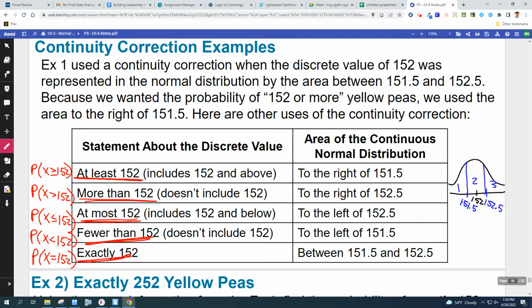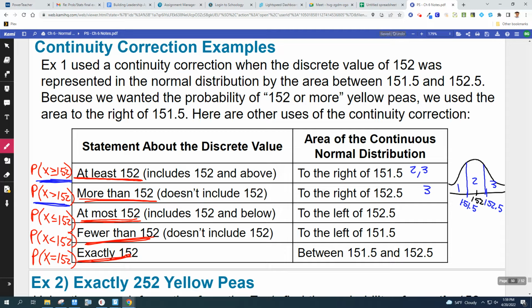When we want to be greater than or equal to 152, we want to be to the right of 151.5. That means we're in regions 2 and 3. For more than 152, we are only going to choose region 3, to the right of 152.5. Again, remember, we're just approximating and fudging the numbers a little bit.